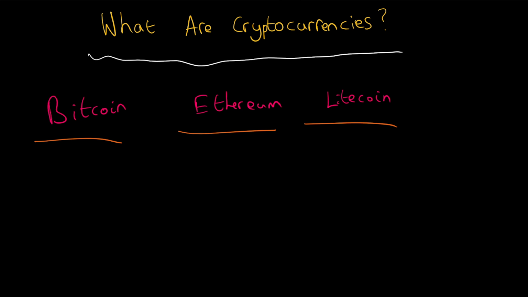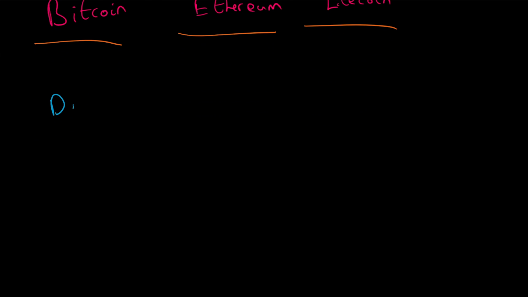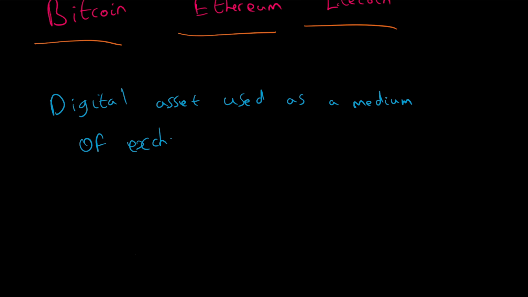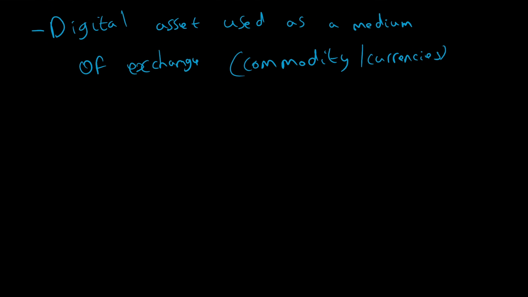Essentially, they are a digital asset used as a medium of exchange, commonly referred to as commodities or currencies. They're essentially a commodity, something that you can use to facilitate transactions.